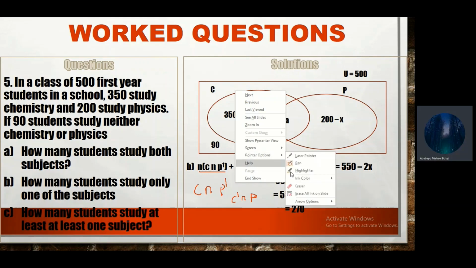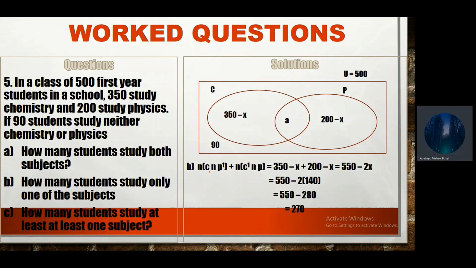Is that okay? Yes. So now, the number of students that study only chemistry, not physics, is 350 minus X. Now, the number of students that study only physics, not chemistry, is 200 minus X. So that's why we have 350 minus X plus 200 minus X. 350 plus 200 will give us 550. Minus X minus X will give us minus 2X. We know our X will be equal to 140, right? So we'll put 140 in bracket. 2 times 140 is 280. 550 minus 280 will give us 270. So those are the number of students who study either chemistry or physics, that study only one subject.